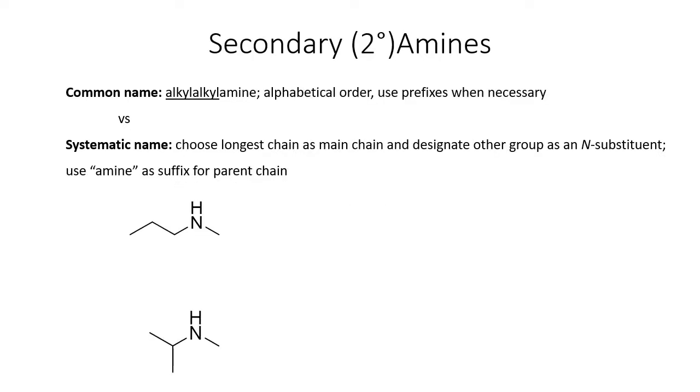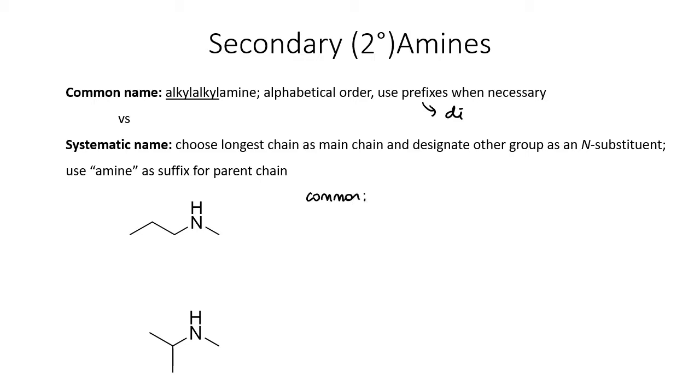With secondary amines, the nitrogen is bound to 2 R groups. So for the common name for secondary amines, you name both of those groups as alkyl groups, followed by amine. Now the 2 alkyl groups are placed in alphabetical order, and if they are identical, we use prefixes such as di, tri, etc. In the case of secondary amines, we would use the prefix di, meaning 2. For the systematic name, we choose the longest chain as the main chain, and we designate the other group attached as an N substituent. Again, we use amine as the suffix for the parent chain. So we have 2 examples here that we'll go ahead and go through.